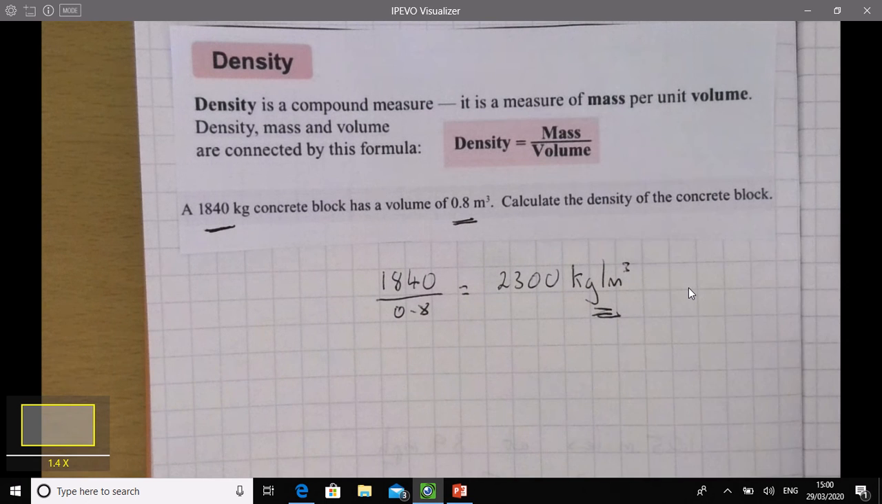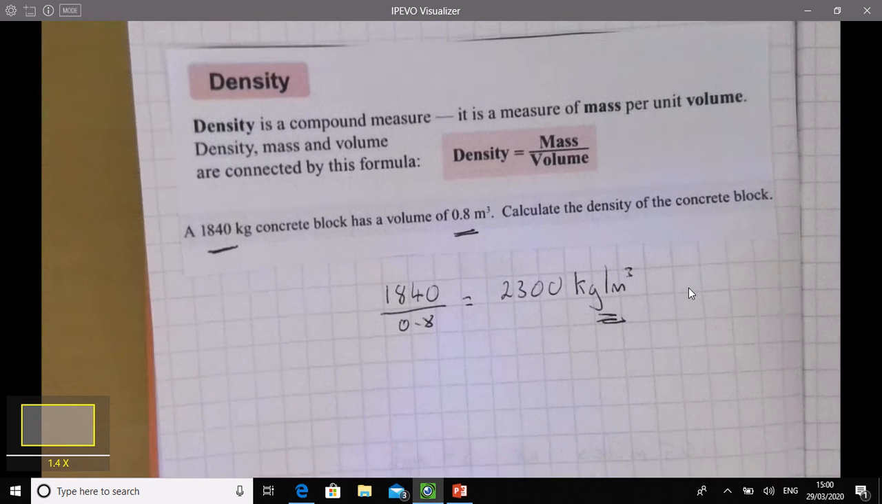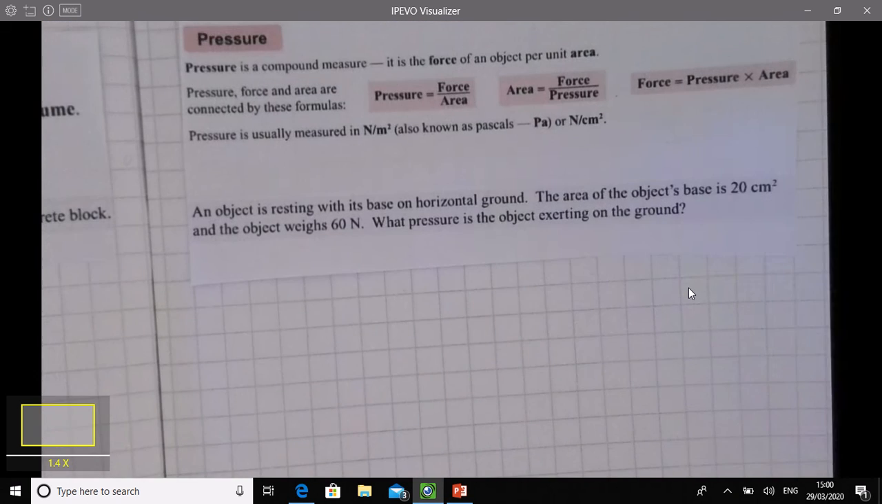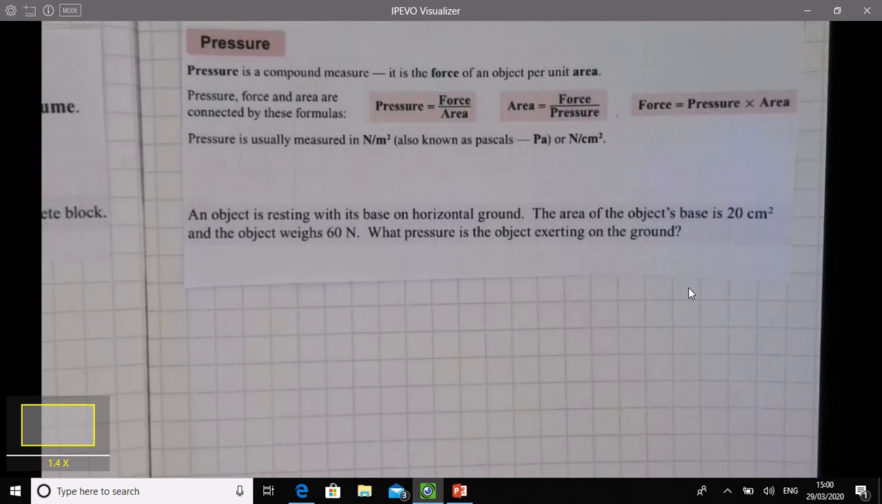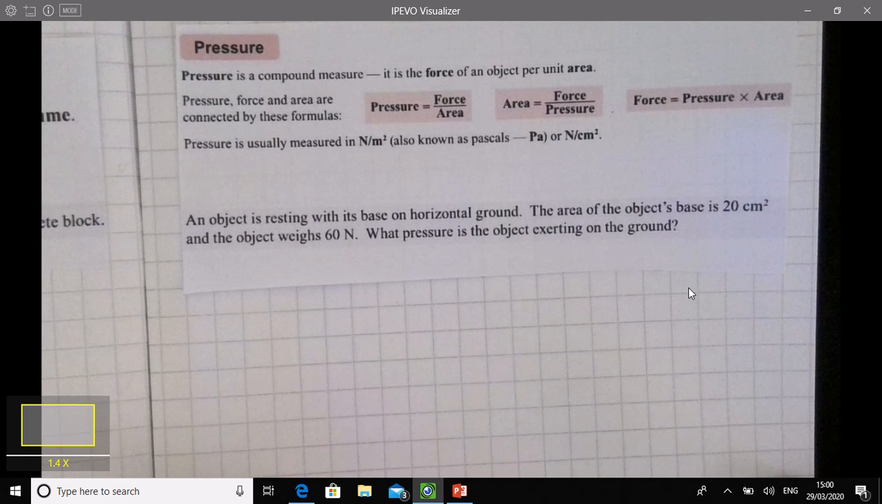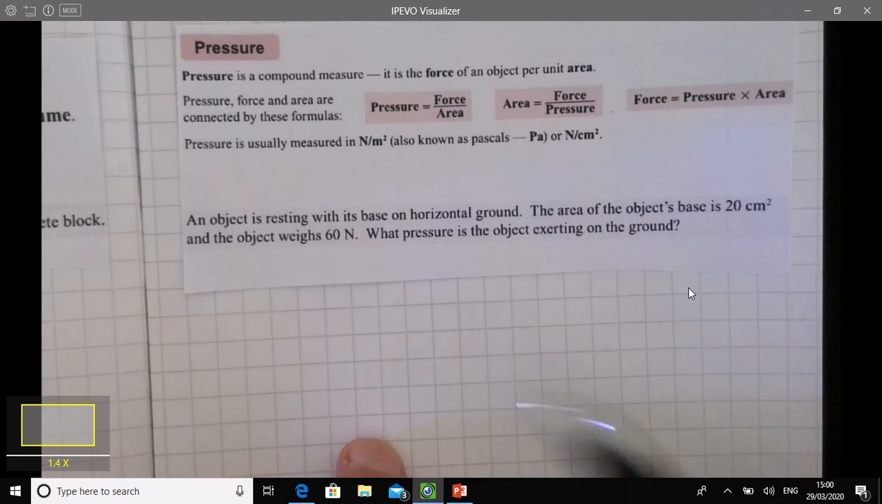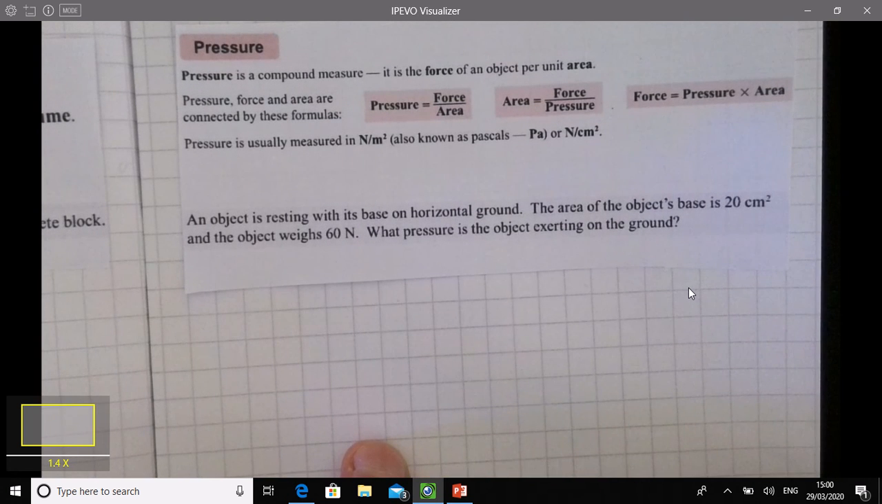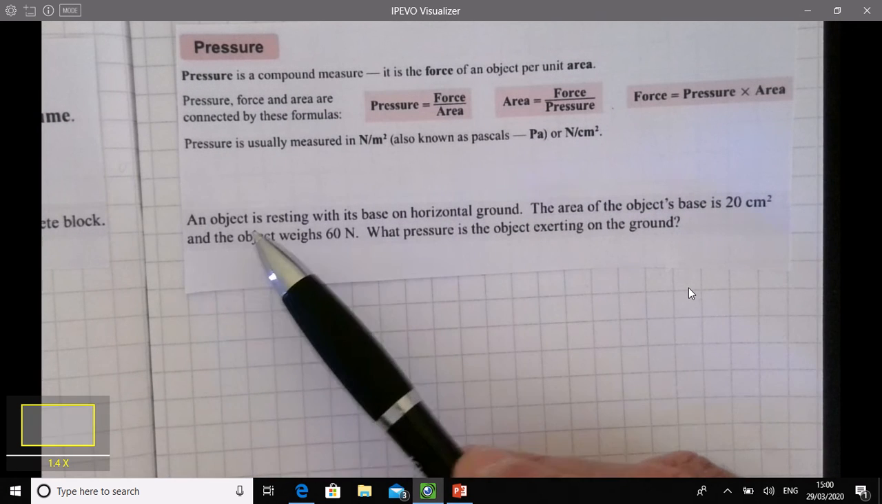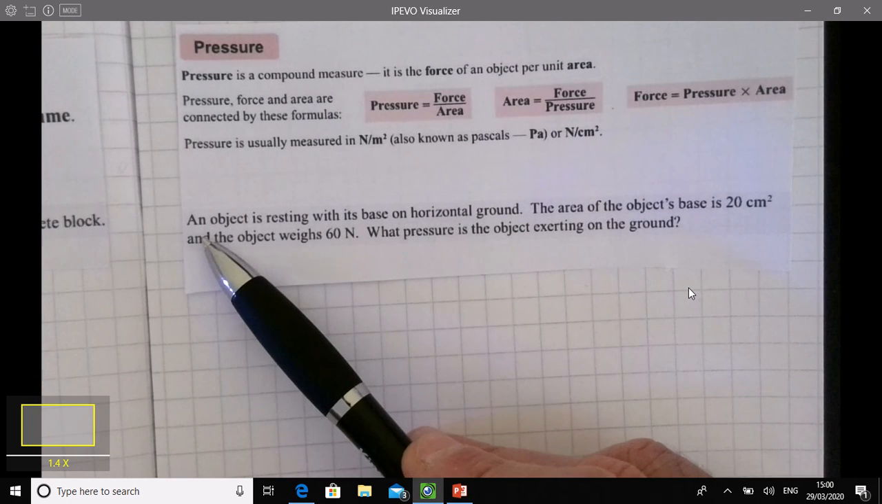Pressure is exactly the same idea. So let's just have a quick look at one quick example of pressure. If we know that pressure is equal to force over area, which is what we should know, then anything that we need to do should be, again, reasonably okay. The only thing to really think about is the units actually involved.